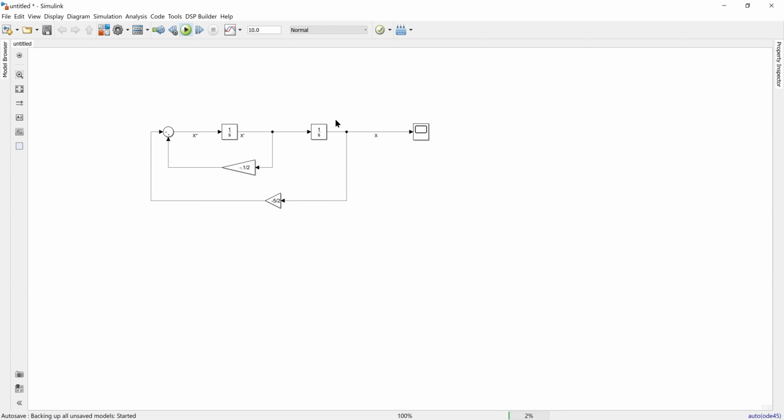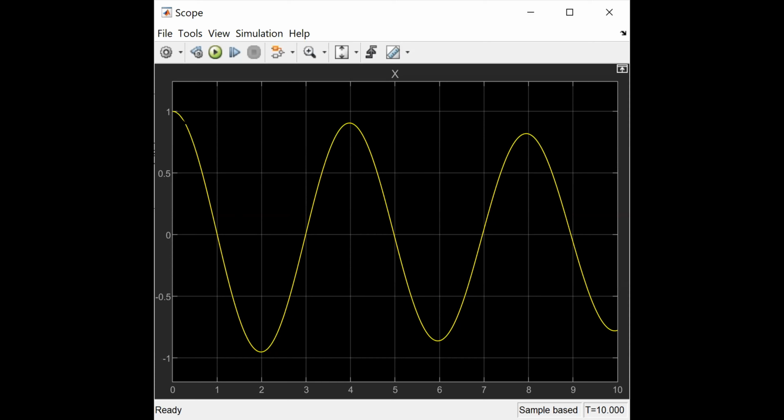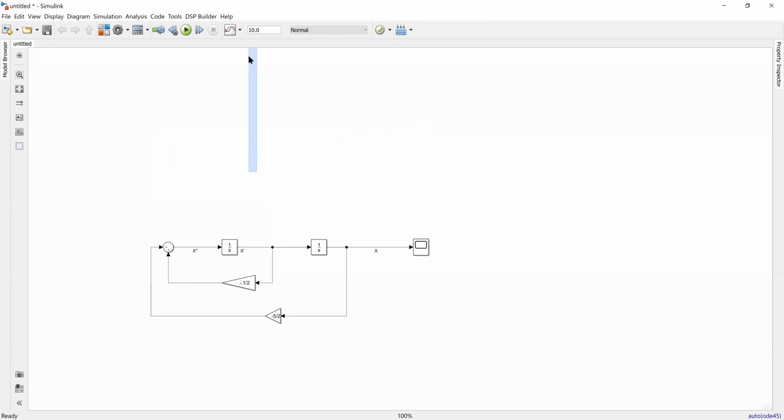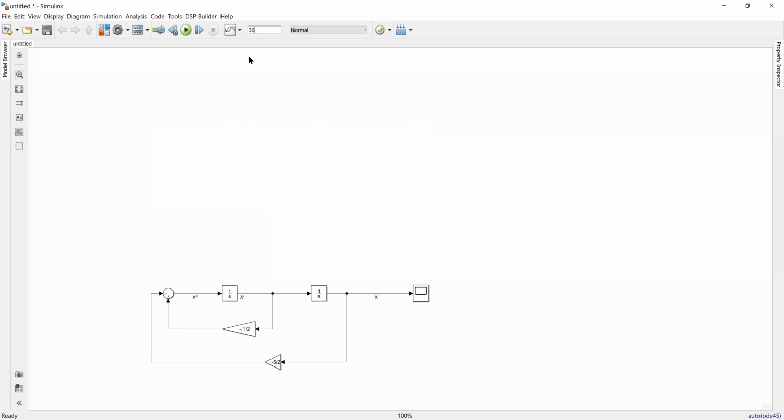So let me run it and show you the result. You can see the result. Now this may not be visible to you that it is damping. It is, although as time progresses, the value of this cosine wave decreases. But to visualize it better, let me increase the simulation time. Let me simply increase the simulation time to 30. So this is 10. Let me change it to 30 and run it again.